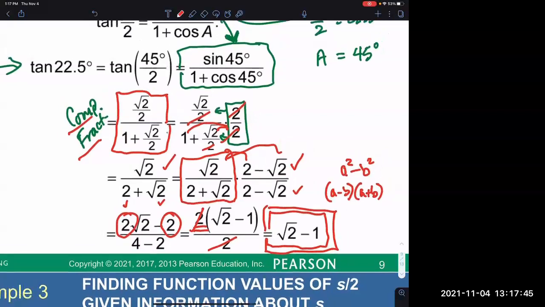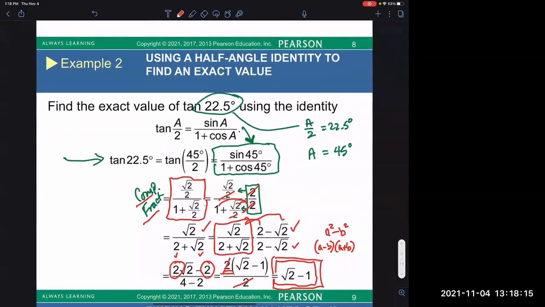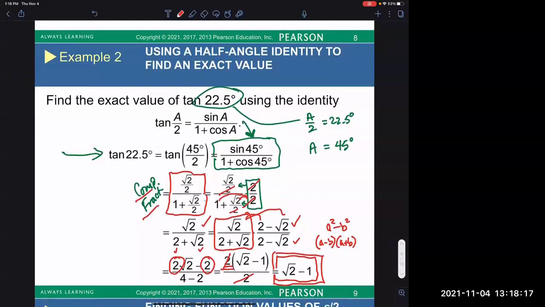And so here was an example where we found an exact value of half of 45 degrees in the tangent, 22.5 degrees, by using 45 degrees in sine and cosine. All right, so there's a couple of things I want to point out before we leave this example behind, because I think they're worth mentioning.